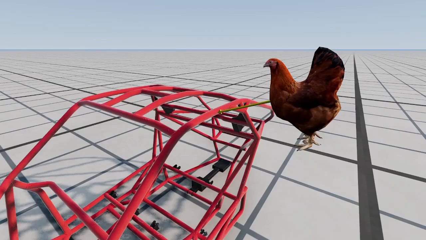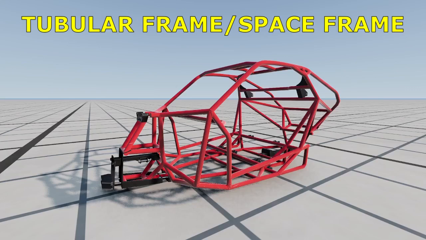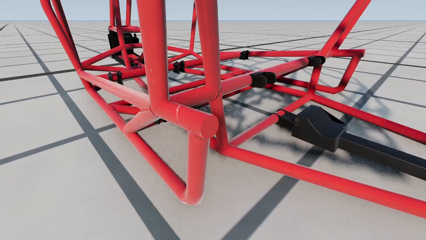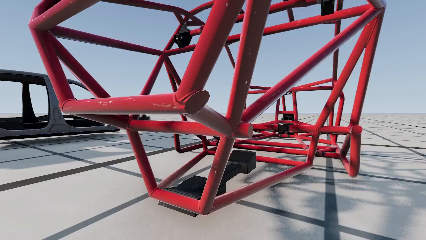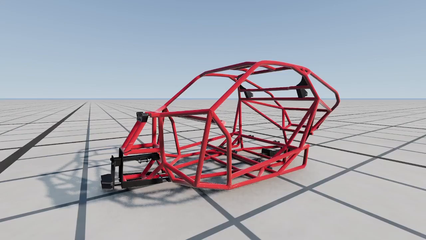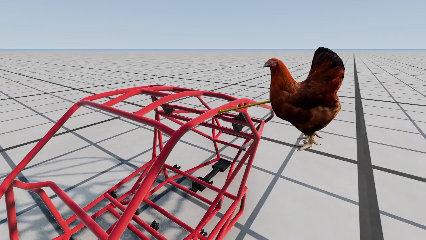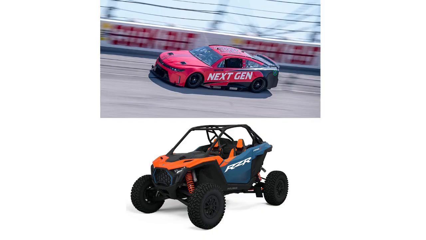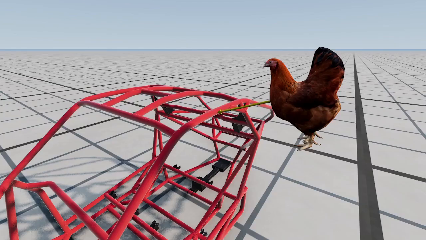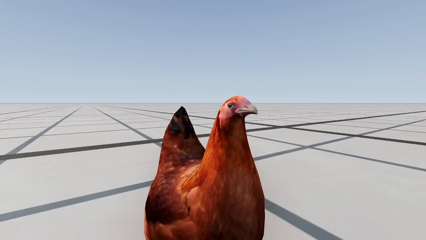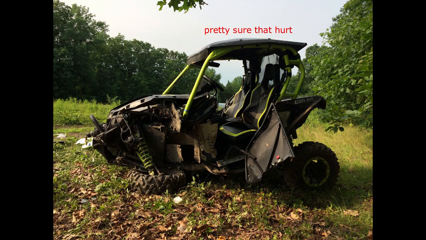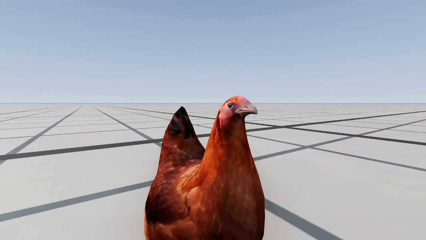This type of frame is called a tubular frame, sometimes referred to as a space frame. It consists of a rigid tubular structure that acts as a skeleton for the vehicle, with body panels mounted onto it. This is a specialized type of frame that is not used for passenger cars. It is used for vehicles such as race cars and ATVs. It is strong, rigid, and lightweight, making it an excellent choice. However, tubular frames are complex and costly to produce, and they are not designed to absorb impacts from a crash, making them unsuitable for passenger cars.